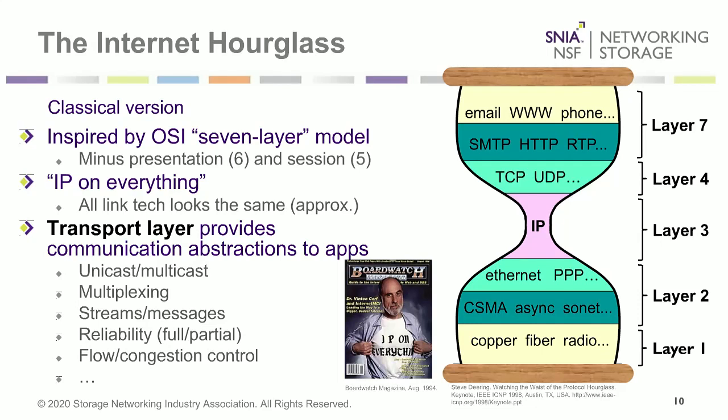Then on top of all of them, you have IP, which is really the one protocol that binds all of these lower layers together with a common abstraction, which is very, very simple. It gives you packets, it gives you routes, gives you forwarding, and that's pretty much it.